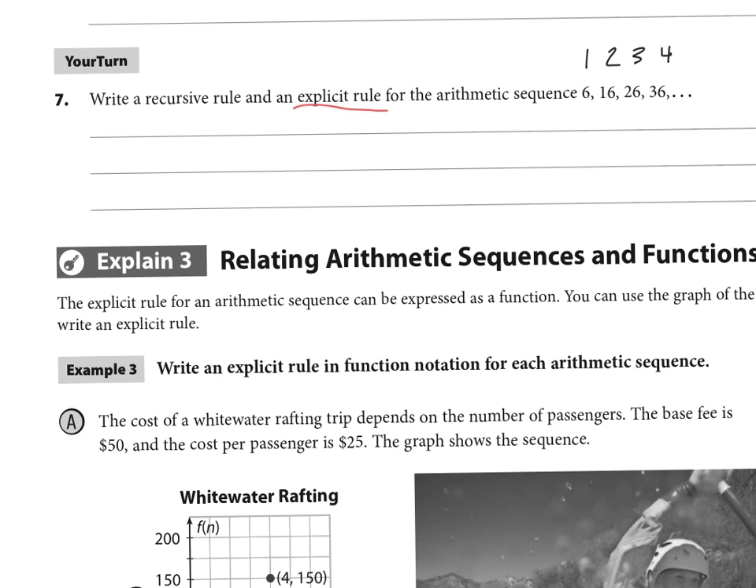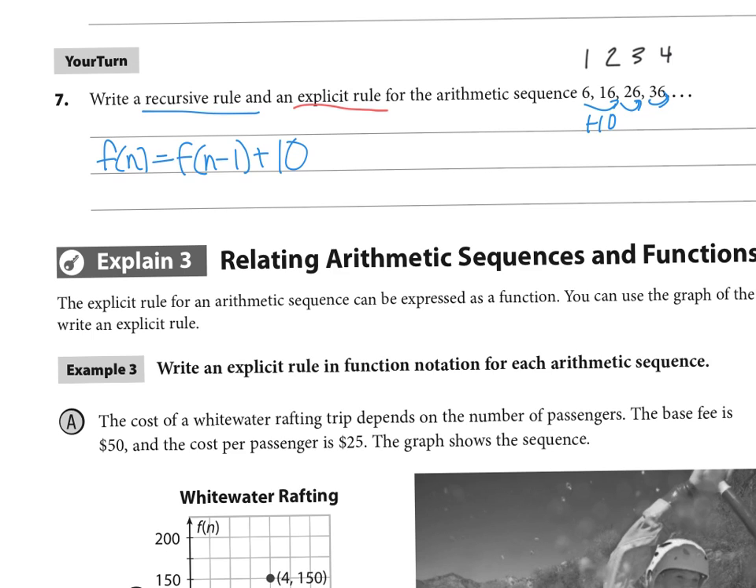All right, so the first thing we're going to do, let's find the recursive rule. So we look at the pattern. What is the pattern here every time? Adding 10. So for the recursive rule, it's f of n equals f of n minus 1, and then we put what the pattern is, which is plus 10. Super easy. That's all you're doing there.